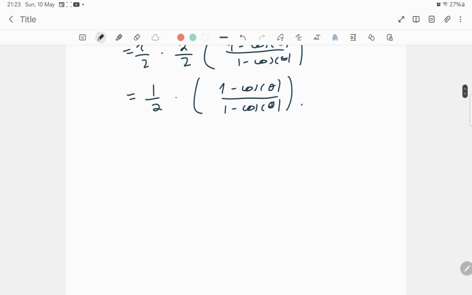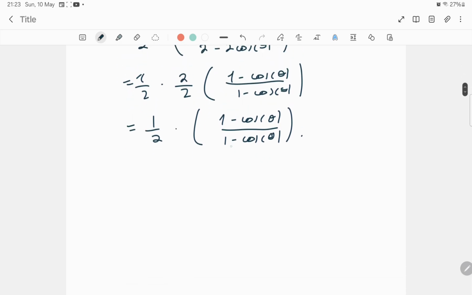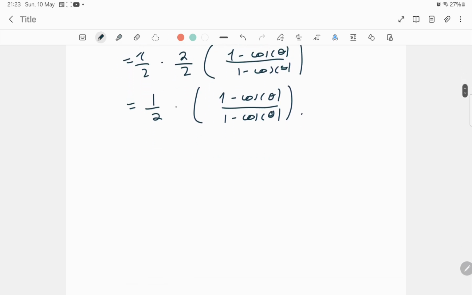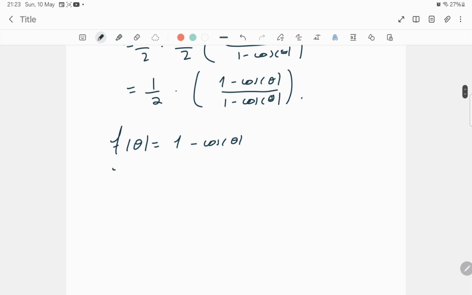Okay, now I need to check. I cannot simplify fully now because I have to check what this function is doing. f of theta is 1 minus cos theta. So f prime of theta is going to be, the derivative of 1 is going to be 0. The derivative of cos is minus sine, with a minus becomes plus, so it's going to be sine theta.